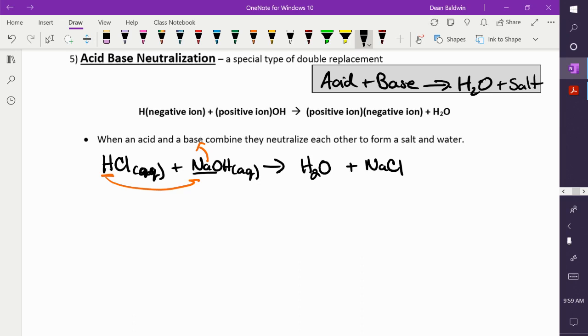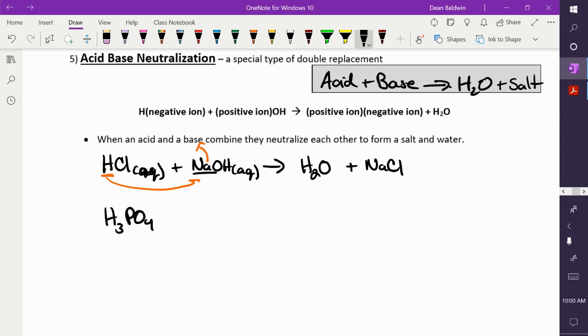Always, always, always. They also release energy usually, neutralization reactions. We'll learn later on that you can write the energy in. But for now, I just need you to be able to predict products. All right, so that's a fairly simple neutralization reaction. The acids can get more complex.